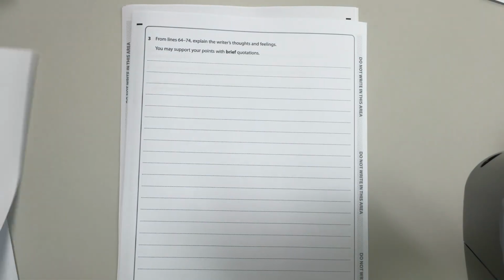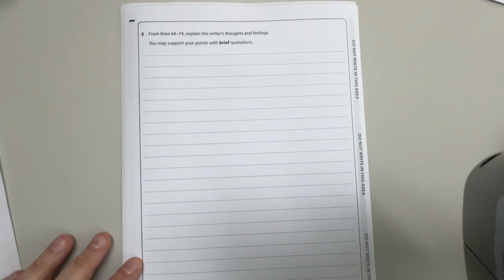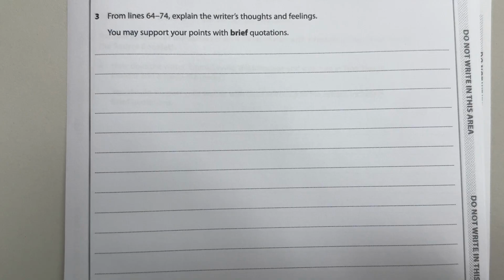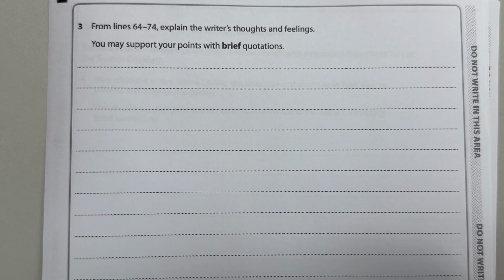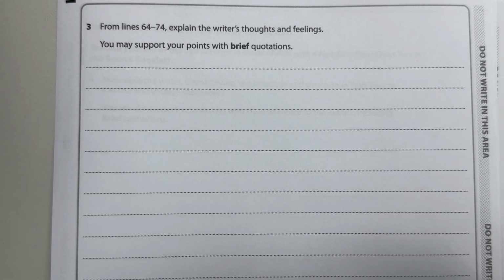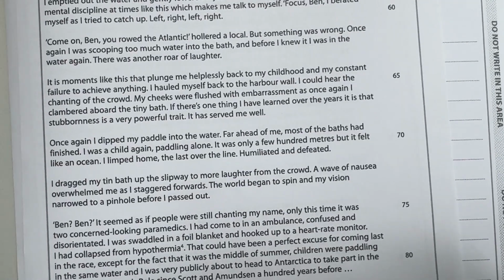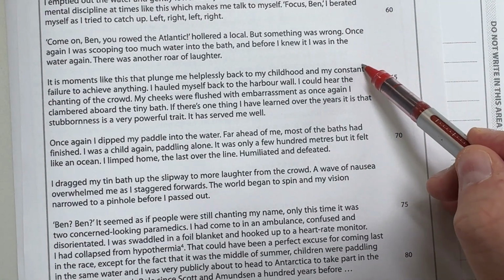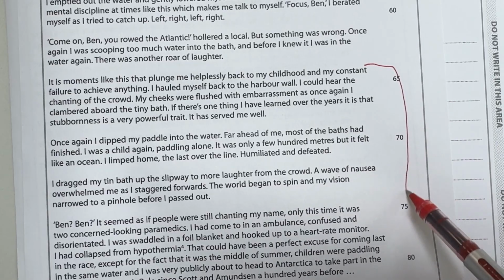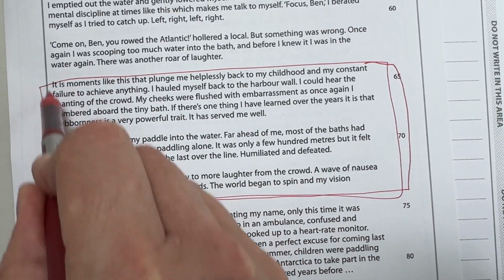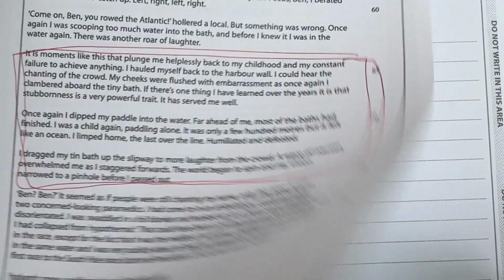Question 3 starts to become a little bit more valuable. We're up to 5 marks now. And again, from lines 67 to 74 on this occasion. So again, I would go back to my extract, lines 64 to 74, which looks about there. And again, I would put a box or some brackets around that to focus my thinking.